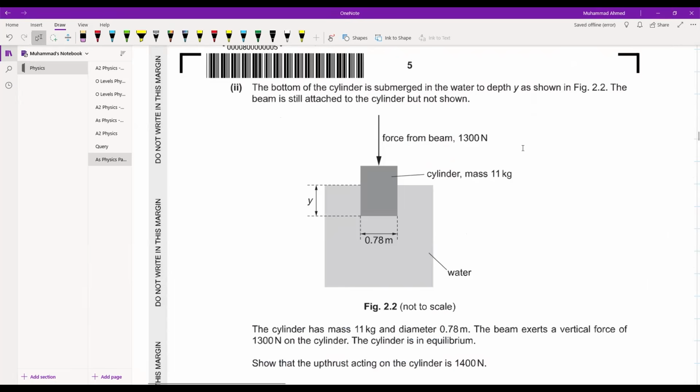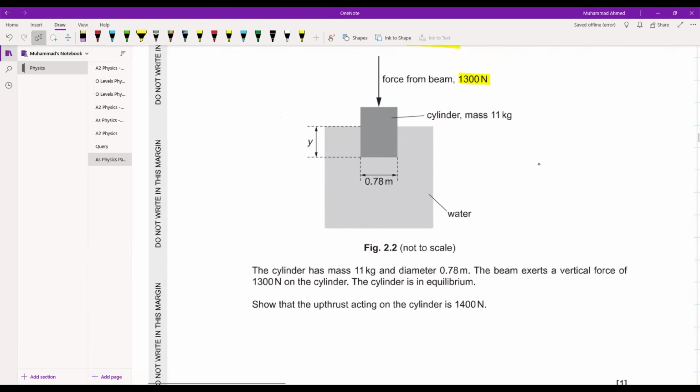Let's further move ahead. The bottom of the cylinder is submerged into water to a depth of y as shown in figure 2.2. The beam is attached to the cylinder but not shown. So the beam is still attached but it is not shown. The force from the beam that we have is 1300 Newton.